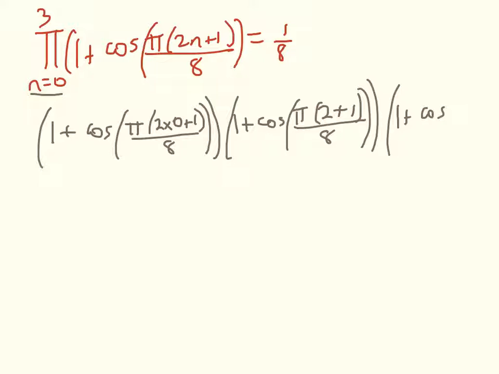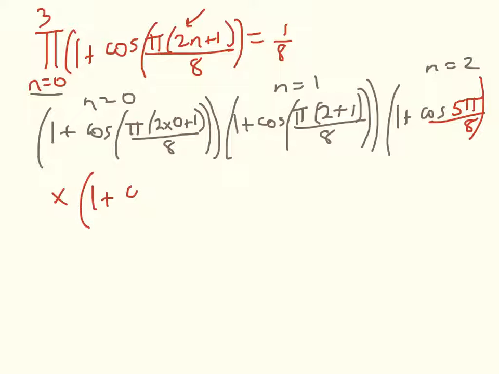So I'm going to speed up a little bit now. So I've done n equals 0 here, n equals 1, and now I'm on to n equals 2, right, and 2n plus 1 is 5. So here we're going to have cos of 5 pi on 8. And the last term will be 1 plus cos of, well, 2 times 3 is 6, 6 plus 1, so it'll be 7 pi over 8.